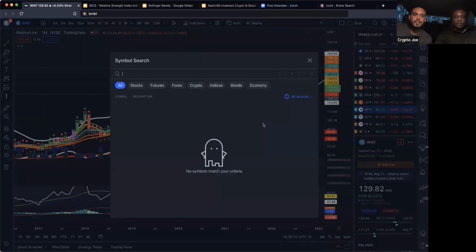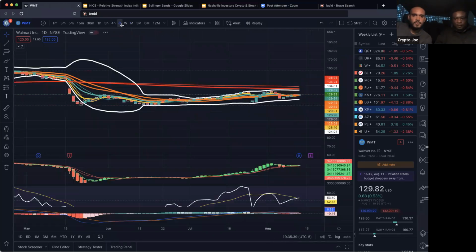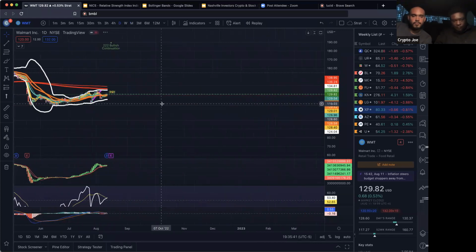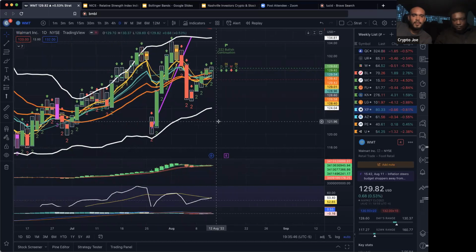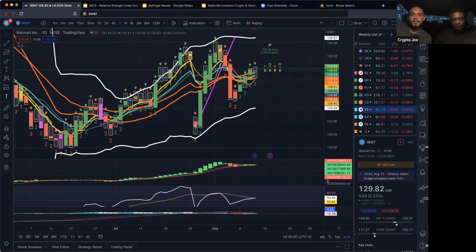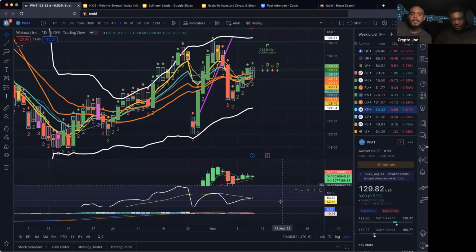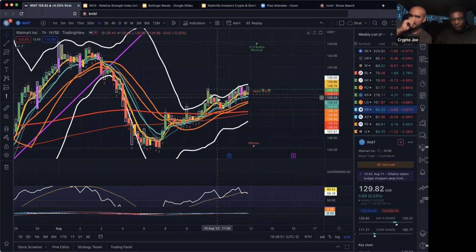What's going on daily? I'm seeing exhaustion. It's definitely taking a rest. What about the hourly? Yeah, it's resting. I wouldn't really trade this right now. This one I would just chill and watch. It's sitting above the 200 on the hourly, so I'd wait and watch.